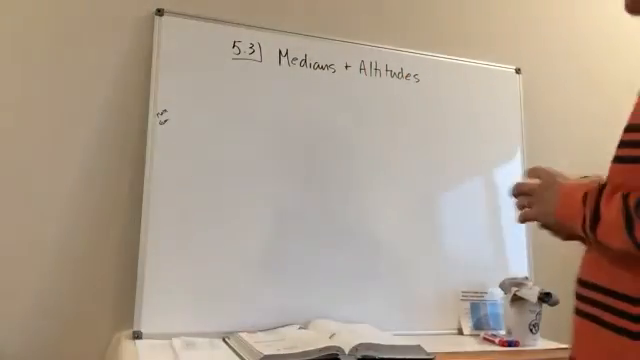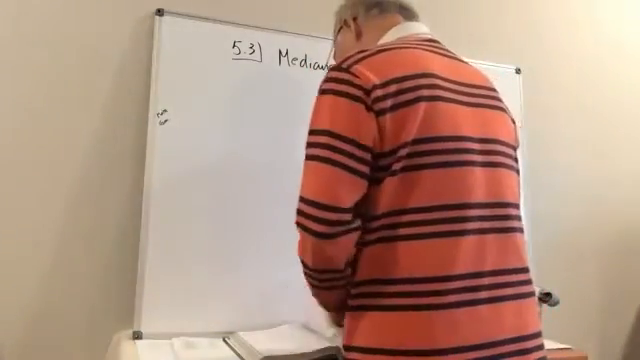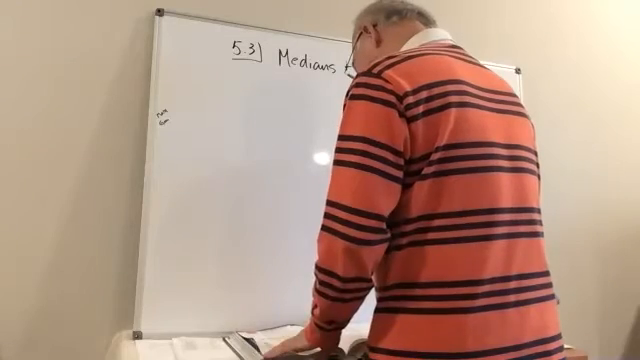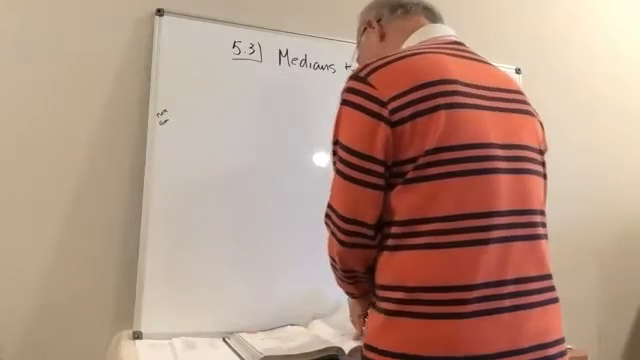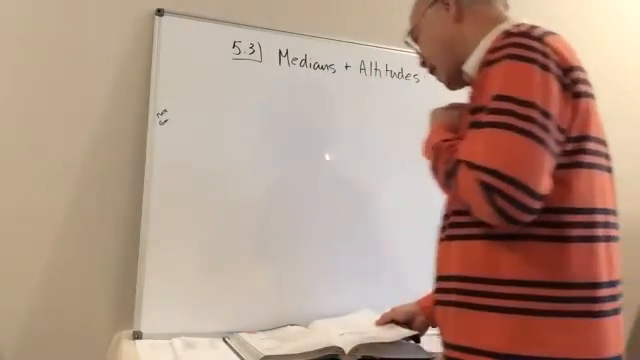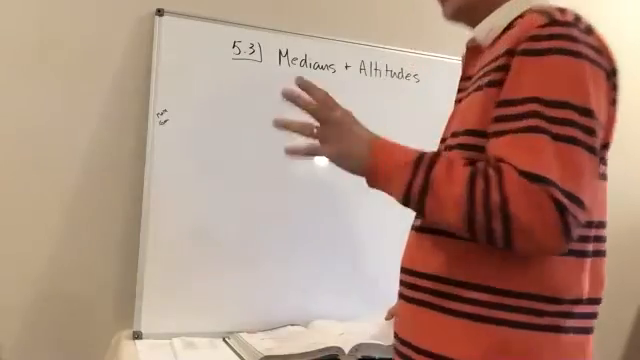All right, today we're going to do 5.3, medians and altitudes. Before we do that, let's go back and look at what we did in 5.1 and 5.2. In 5.1 we talked about the perpendicular and angle bisectors. So what are those two things?